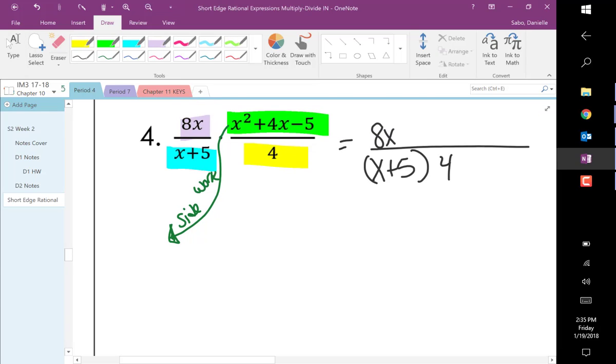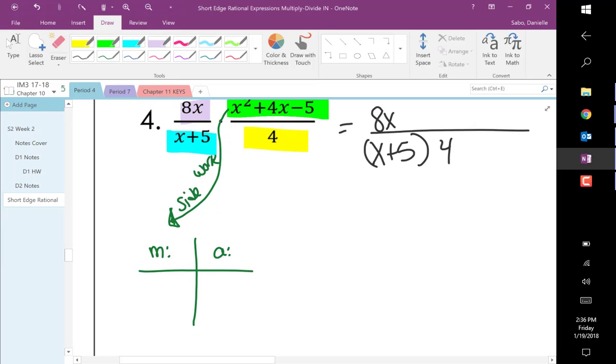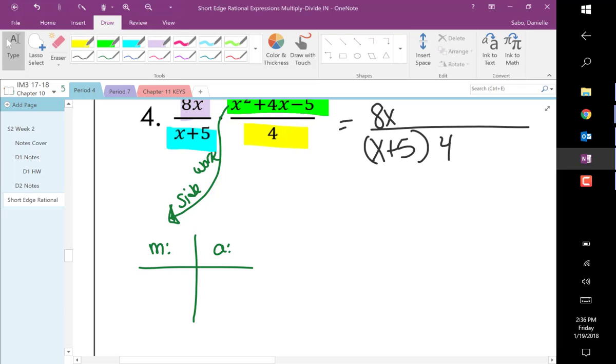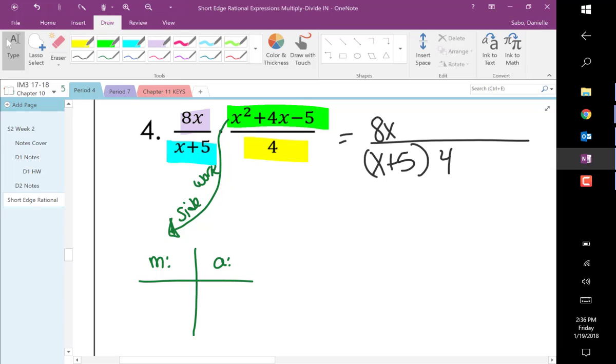Who remembers when I make my mod table, is what I used to call it when we did this in chapter 6. What multiplies to what number? The 5, the negative 5, or the 4? What multiplies to what number? The negative 5, and adds to the middle term, which is the 4.